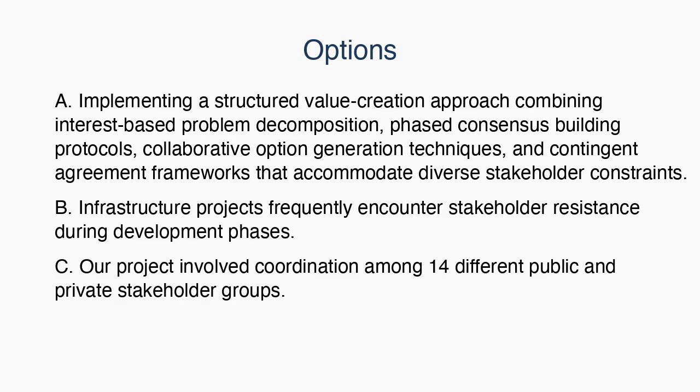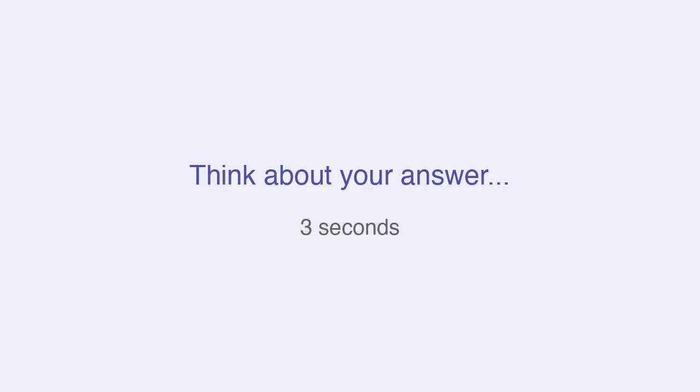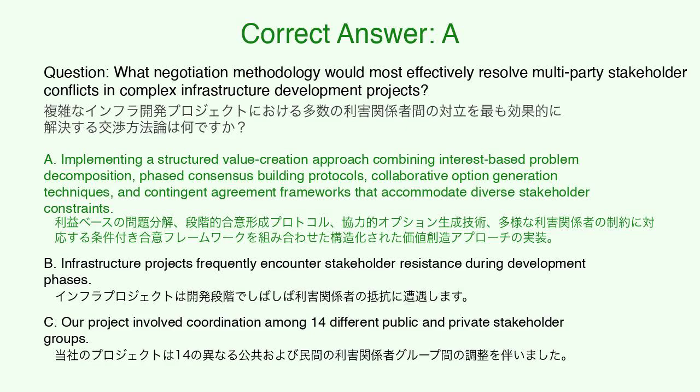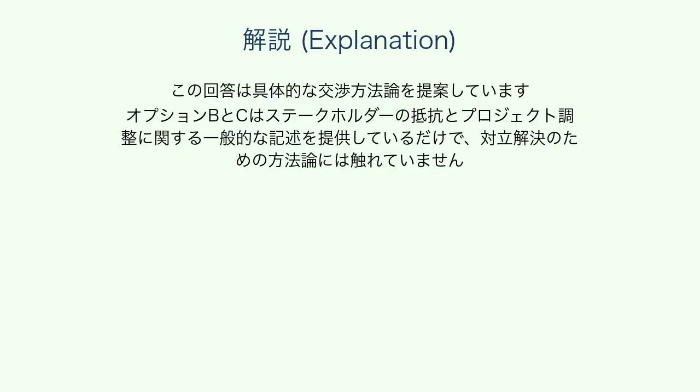B. Infrastructure projects frequently encounter stakeholder resistance during development phases. C. Our project involved coordination among 14 different public and private stakeholder groups. You have 3 seconds to think about your answer. The correct answer is A. Let me explain why. Let's move on to the next question.